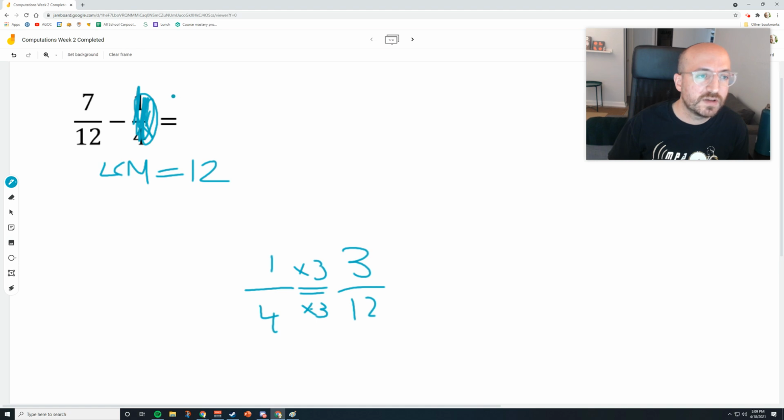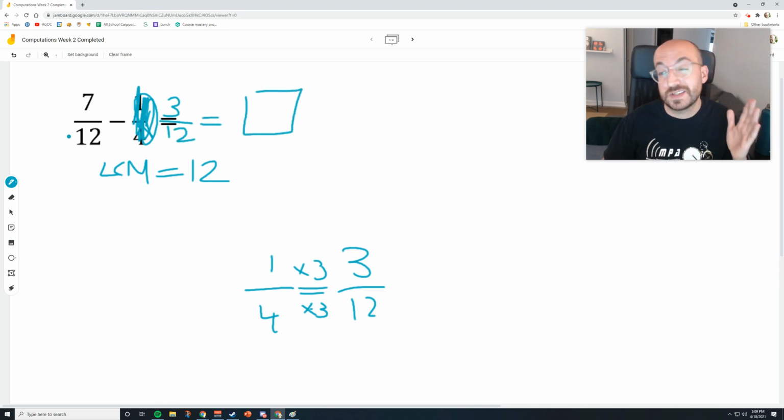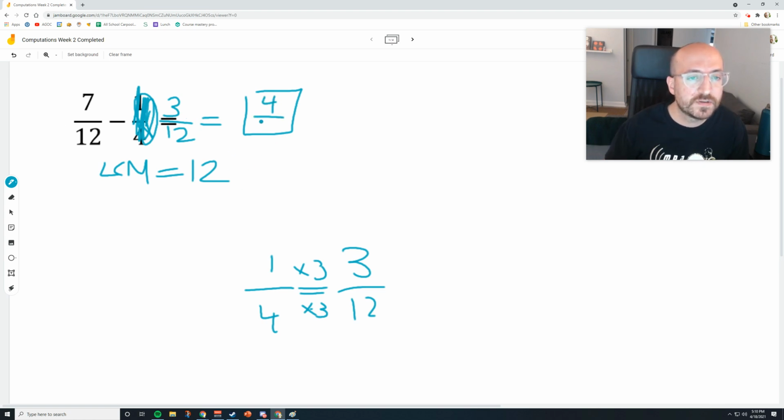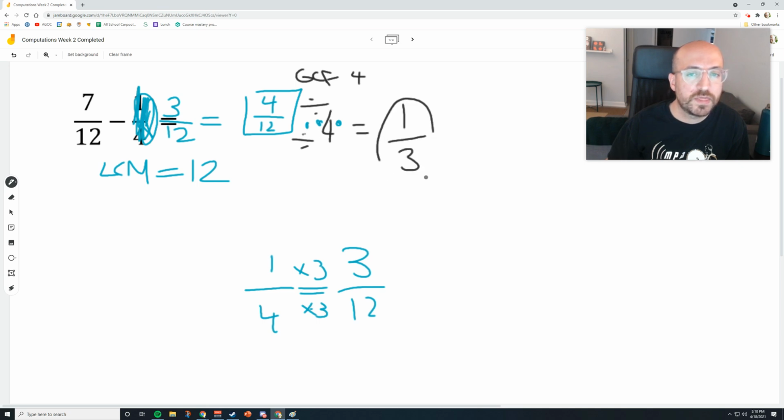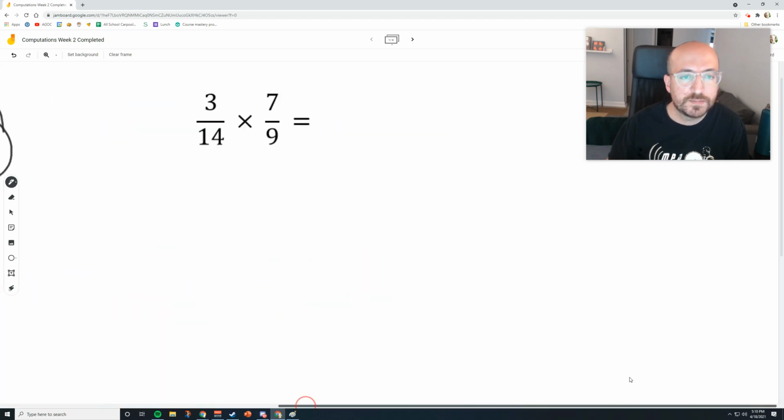Good. So I have 7/12 minus 3/12 equals what? Now that they're the same size pieces, we can do 7 minus 3, which is 4/12. But remember, with fractions, we don't want to just stop right there. We want to think, can I simplify this fraction? So we can. They share a common factor. The greatest common factor they share is 4. So I divide both the numerator and denominator by 4, and I get 1/3. That was the answer to the first problem. Moving on.